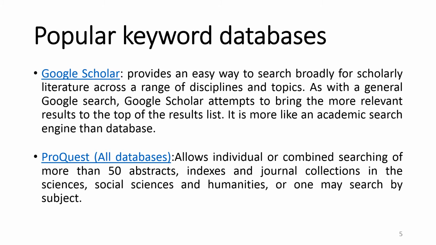ProQuest allows individual or combined searching of more than 50 abstract indexes and journal collections in the sciences, social sciences, and humanities, or one may search by subject. Personally, I never really used ProQuest before.